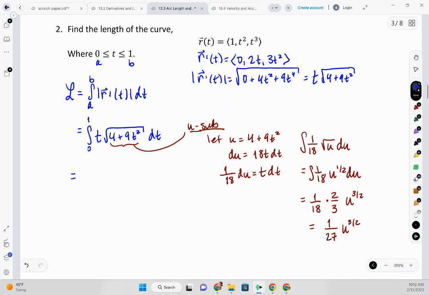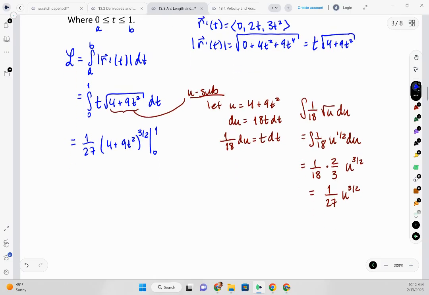I'll go back to my original problem. It's 1/27, and instead of writing u, I'm going to write 4 plus 9t squared, all to the 3/2 power. And then we're going to evaluate this from 0 to 1. When I plug in 1, I'm going to leave my 1/27 out on the outside. When I plug in 1, I get 4 plus 9, which is 13 to the 3/2 power, minus, when I plug in 0, I'm left with 4 to the 3/2 power.